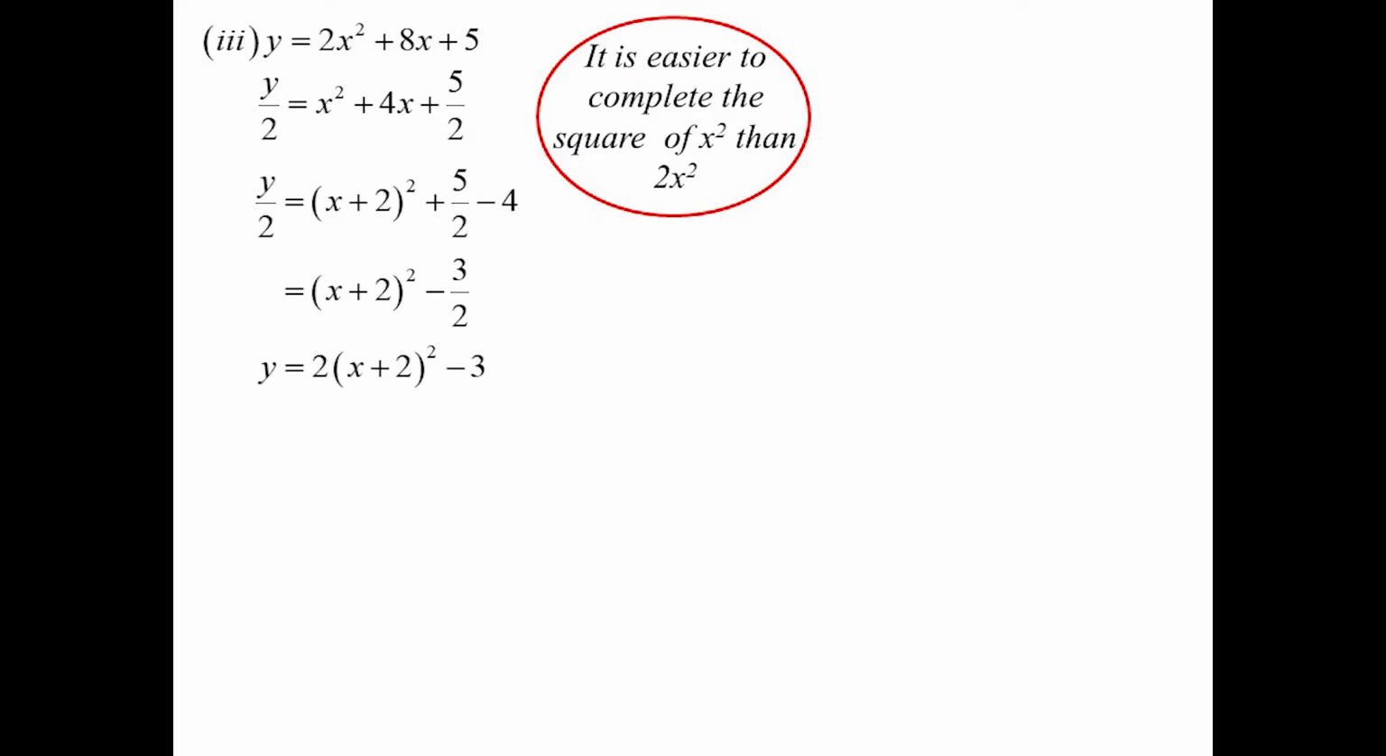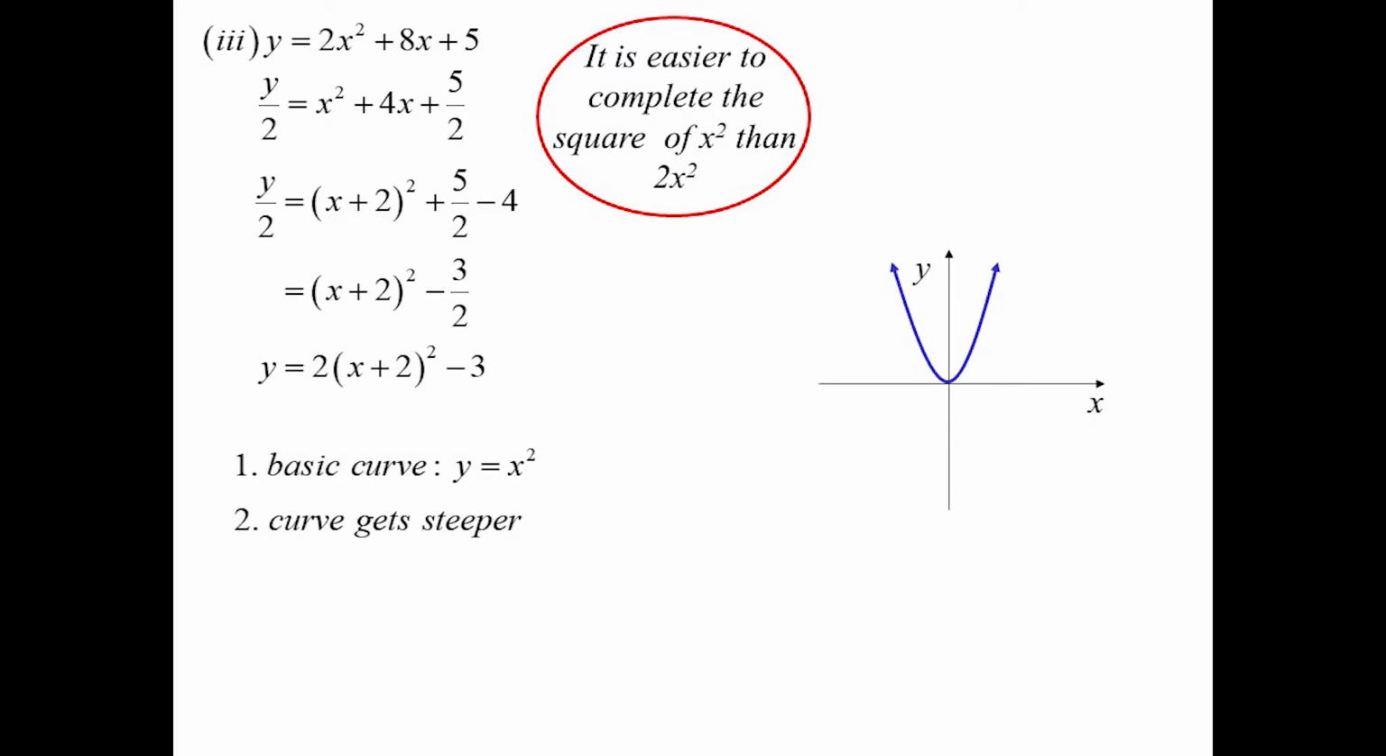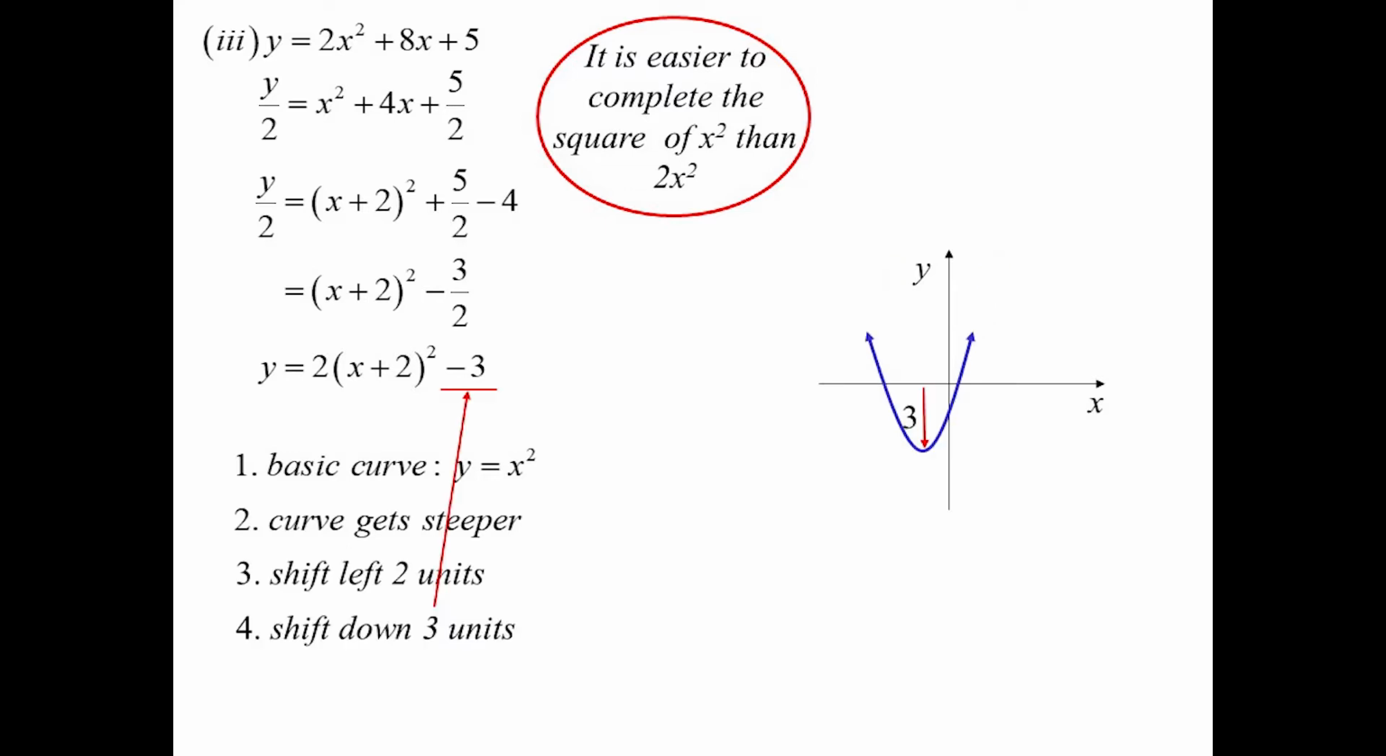Now, once I've got that, y over 2 equals x plus 2 squared minus 3 on 2. Now I'll multiply back the 2, so I've got y equals, and then I can see what's happening. So y equals 2 times (x plus 2) all squared, minus 3. Our basic curve, y equals x squared, we know this curve will get steeper because we've multiplied by 2. So let's make it a bit steeper. Then we're shifting this one down 3. So there's our new parabola.